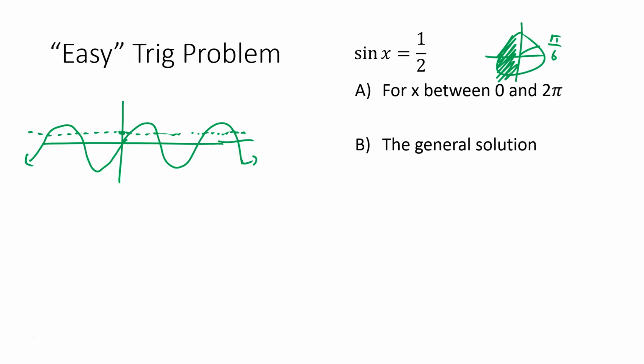So, between 0 and 2 pi, that sounds like it'd be good to draw a circle. So when is sine 1/2? Well, there are two spots that happens. It happens over here at pi over 6. Happens over here at 5 pi over 6.